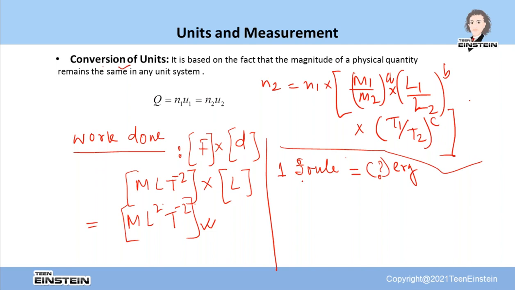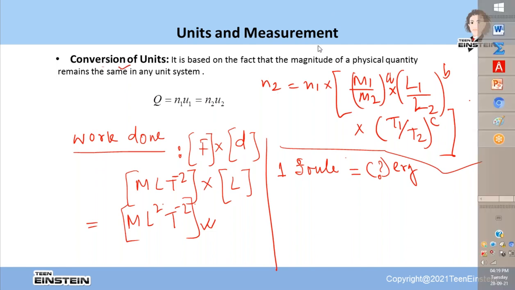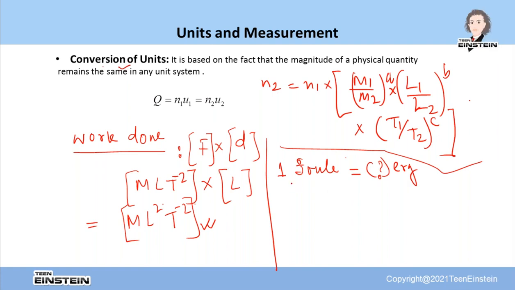So that means we are just going to convert the unit of work done from SI unit to CGS unit. There is a factor you might already know.